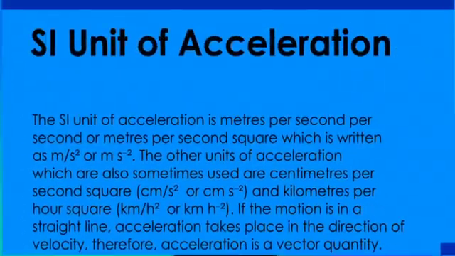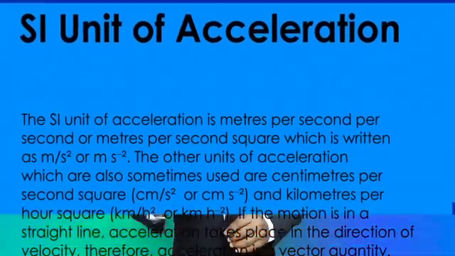Since acceleration is the change of velocity divided by the time, the unit of acceleration will be the unit of velocity, that is meter per second, divided by the unit of time, that is second. Then the SI unit of acceleration is meter per second square. The other units of acceleration will be centimeter per second square or kilometer per hour square. If the motion is in a straight line, acceleration takes place in the direction of velocity, therefore acceleration is a vector quantity.